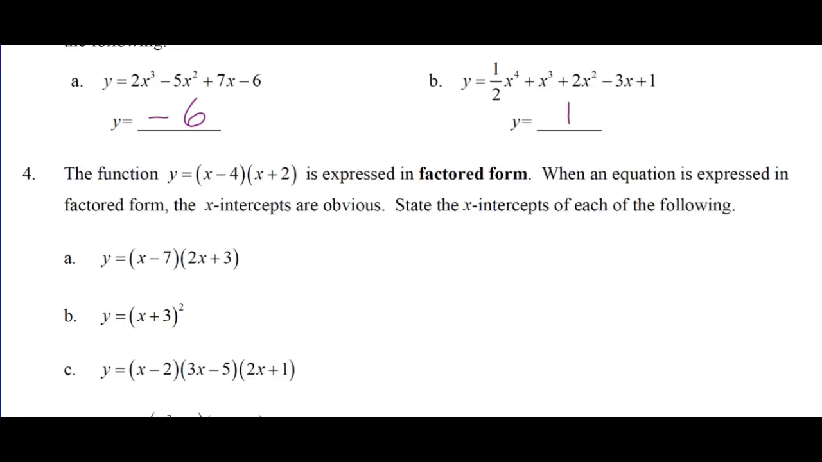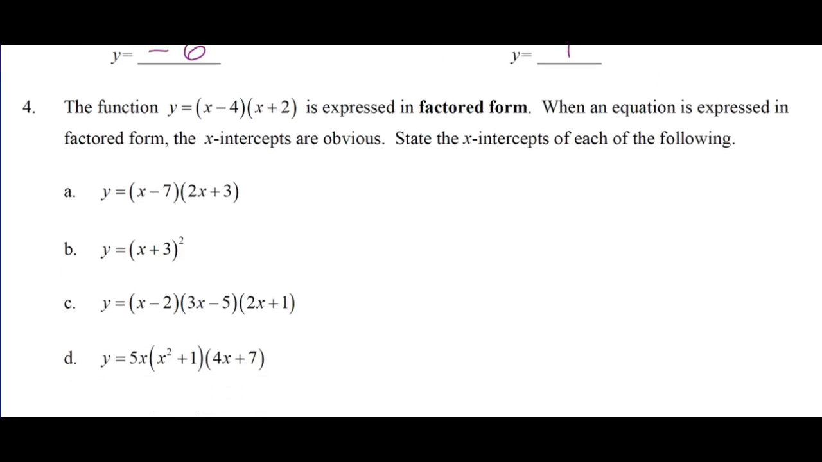The function y equals x minus 4 times x plus 2 is expressed in factored form. When it's in factored form, the x-intercepts are obvious, or at least easily calculable. State the x-intercepts of each of the following. Okay, what's x? And what's x? Okay, and how do you do that? You set x minus 7 equal to 0, and you solve for x.